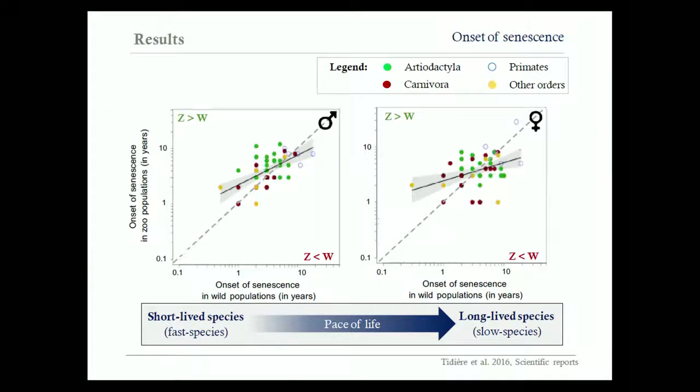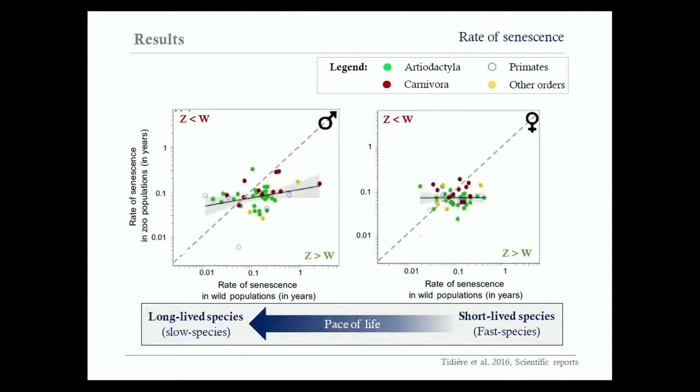Similarly, for the onset of senescence, we observe that species with an early onset of senescence delay more the onset of senescence in captivity than species with an onset of senescence around 10 years of life in the wild. So once again, it seems that the species pace of life determines the potential benefit to live in captivity in terms of senescence. And finally, for the rate of senescence, plots have to be read in the inverse, with here a negative effect of living in captivity and here a positive effect.